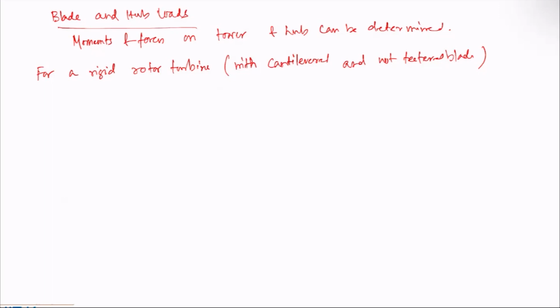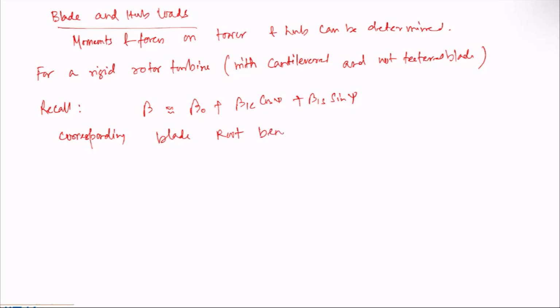Okay. What we can do is, if you recall the blade flapping angle, which was approximated as beta 1 plus beta 1c cos psi plus beta 1s sin psi, the corresponding blade root bending moment for each blade can be estimated as M beta is k beta into beta. So this is what one can estimate.